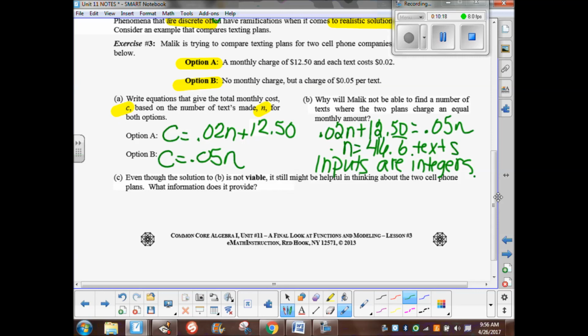Yes. It's going to help us compare, up to say 417 texts, or from 0 to 416 texts, which plan is going to be cheaper. And then at 417 and beyond texts, which plan would be cheaper? So option B is less expensive from 0 to 416 texts. Once we get beyond that, option A would be least expensive. Okay? Good?